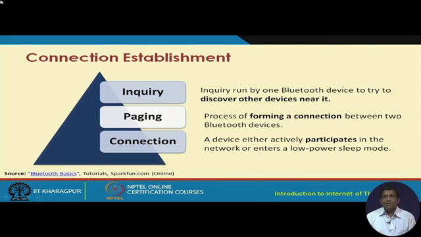In terms of connection establishment using Bluetooth, there are 3 different phases. The first one is the discovery or the inquiry phase. The next one is the paging phase, and the third one is the connection phase. So basically for connection establishment there are only 3 phases. In the inquiry phase, an inquiry runs from one Bluetooth device, and that device tries to discover other devices in its vicinity. So this is one Bluetooth device, trying to explore what other devices are in its vicinity. This is the discovery or inquiry phase, very simple.